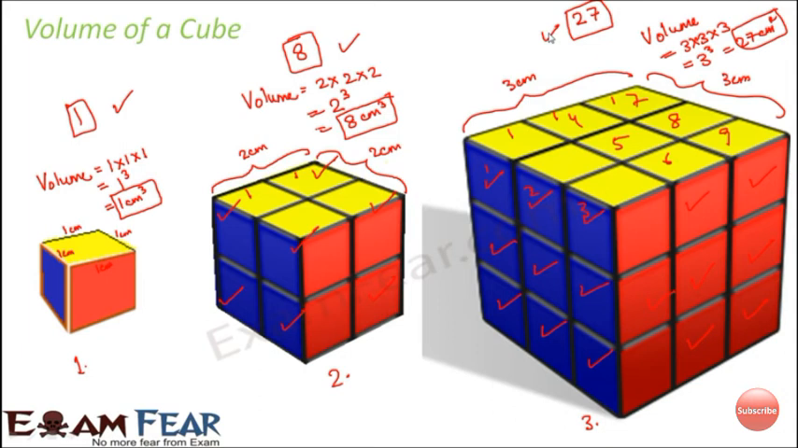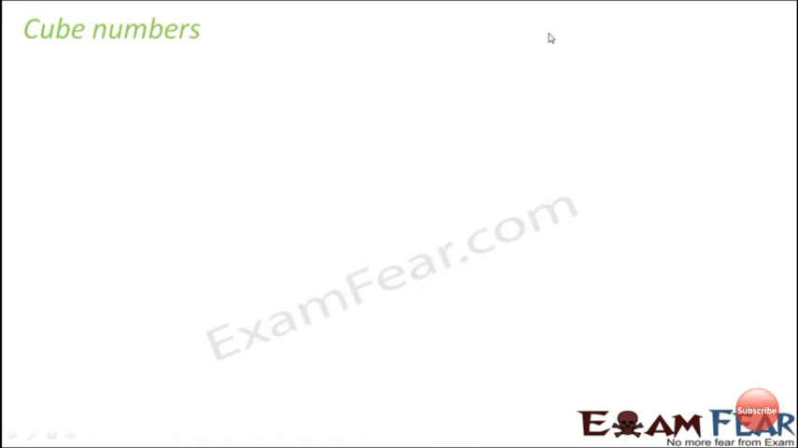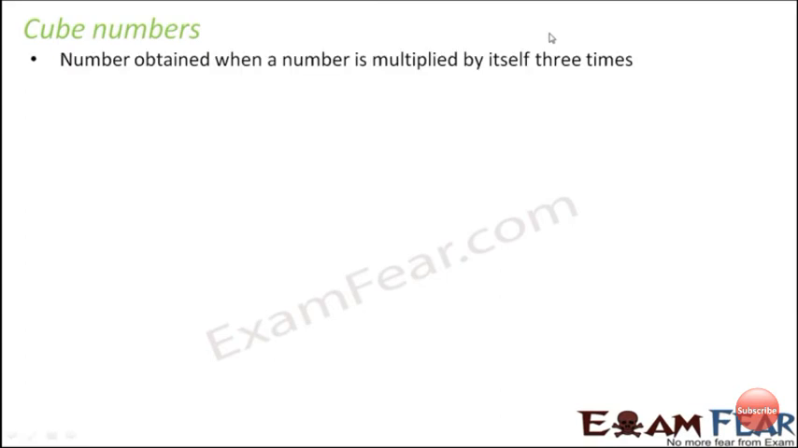Now here I have explained the concept by taking the analogy of the cube, that is the 3-dimensional cube structure. So now let us talk about the cube numbers in terms of numbers. So what are these numbers? These are numbers which are obtained when a number is multiplied by itself 3 times. So any number which you can get by multiplying the same number 3 times.